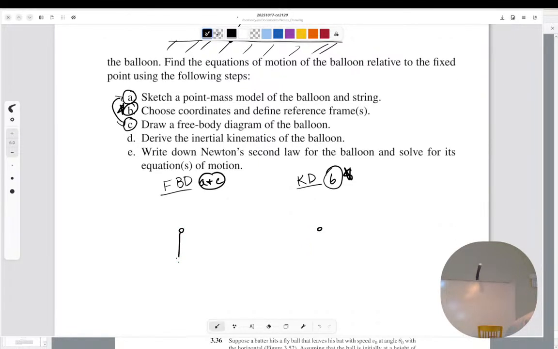Okay, so this is what I've seen. We got an mg, we got some kind of force of buoyancy, some kind of tension. Free body diagram, those are the main forces that I saw kind of drawn on there. So we'll get back to that in a second.